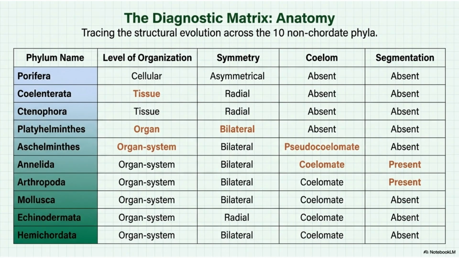This completes our systematic overview of the non-chordate phyla. This diagnostic matrix traces the structural evolution across 10 non-chordate phyla. We can see the progression in the level of organization, symmetry, coelom, and segmentation as we move through the phyla, starting with Porifera and ending with Hemichordata.